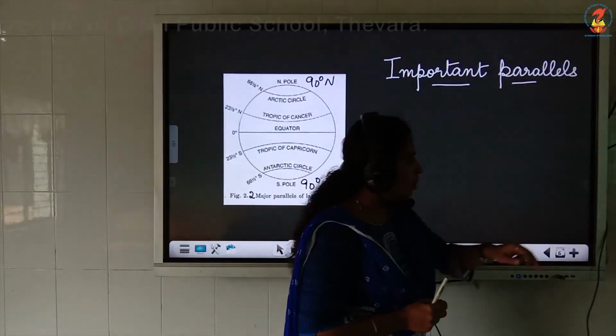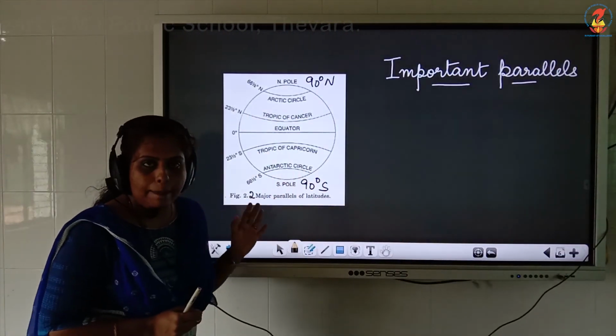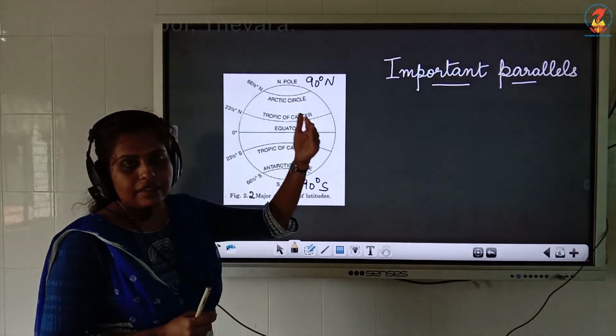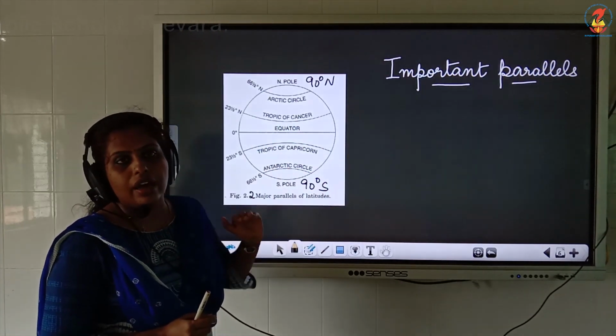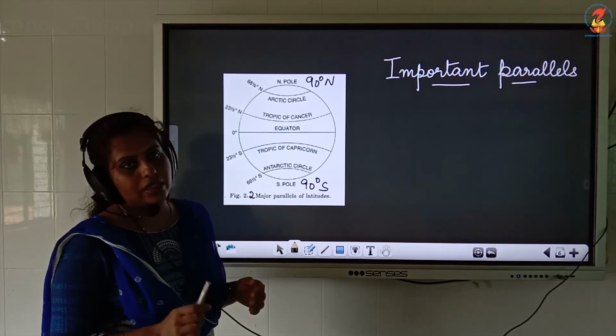Then we learnt about the important parallels, which all parallels are there in the northern hemisphere and which are there in the southern hemisphere with its value.